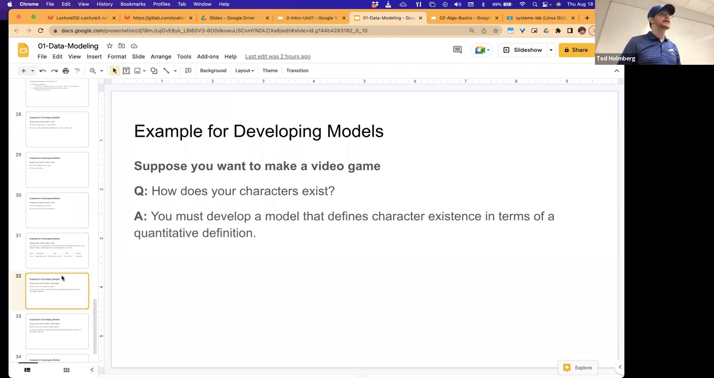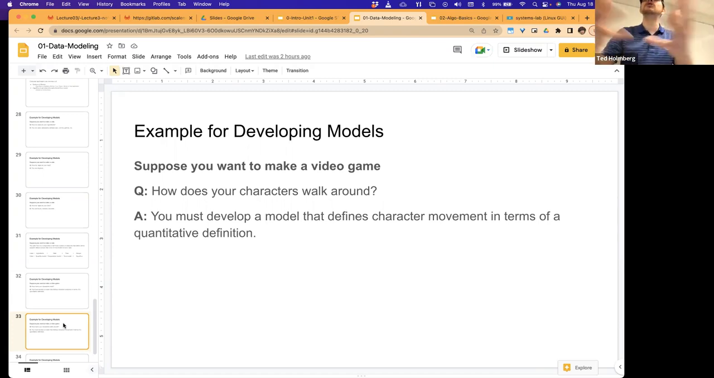If I wanted to do this to make a video game, I might have to ask myself, how does my character exist? I might give it labels, like a name, so I would have a list of names. How does my character walk around? I might use a coordinate system like a grid where I have an X and Y coordinate. So I'm quantifying the idea, creating measures of how I can move. I'm qualifying my idea of existence.